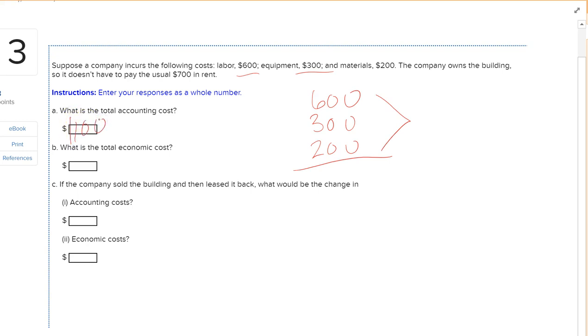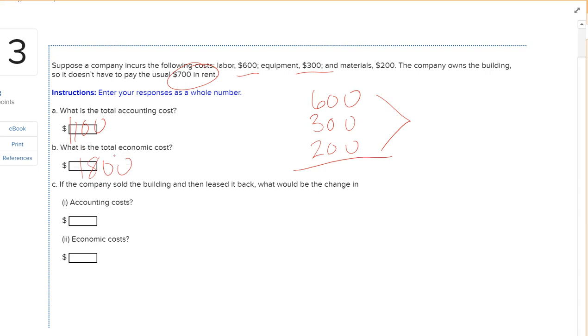The total economic cost is implicit plus the explicit. So we've already got the explicit at $1,100. The trick now is to find the implicit cost, what we would call opportunity costs in economics, and that's going to be the $700 in rent that we're foregoing, because if we weren't renting the building ourselves to use it for our business, we would rent that out. So it's an imputed cost, and we call that an implicit or opportunity cost of running the business. So in this case, the total economic cost then is the implicit plus the explicit, so it's going to be our $1,100 plus $700, $1,800.